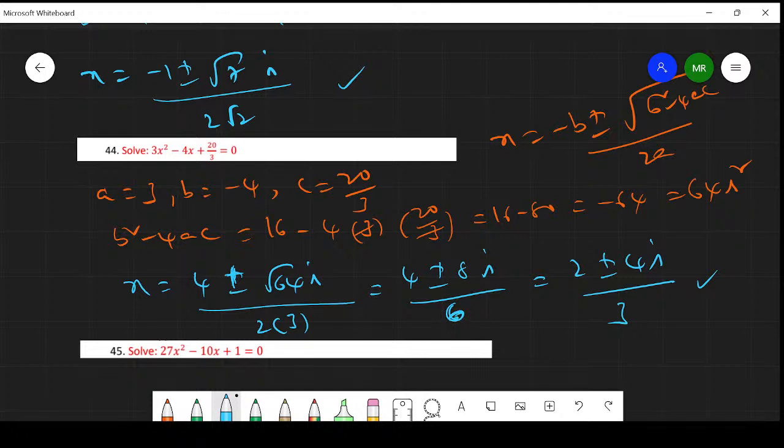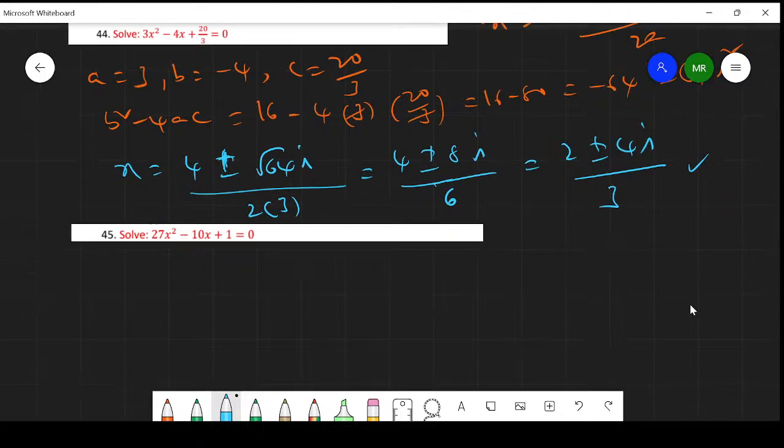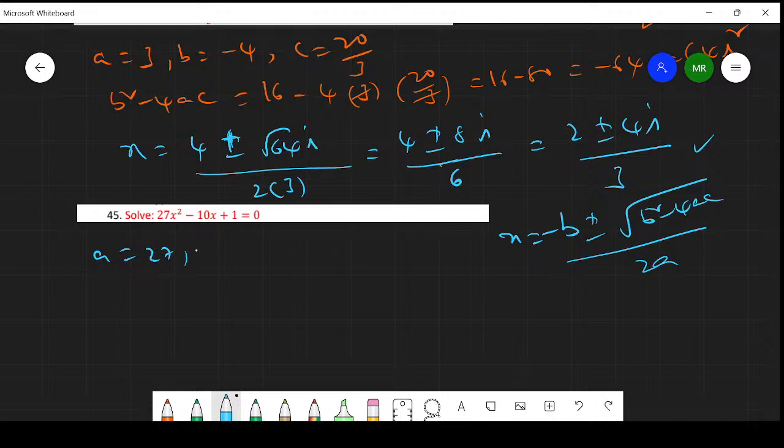Right. Next one. I will do the next one now. So with this I am going to complete the session. With this everything will be over now. Same thing again. x equal to minus b plus or minus root of b square minus 4ac by 2a. Now a is equal to 27, b is equal to minus 10, c is equal to 1.